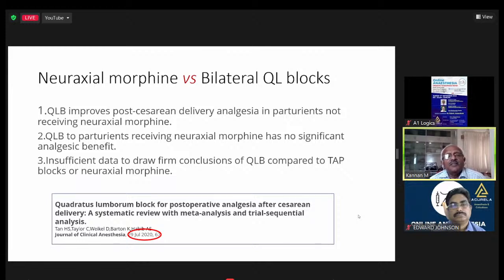Then comparing this, there is insufficient data to draw a conclusion whether, when we give the neuraxial block, the TAP block or QL block, which is the best if you don't give the neuraxial block. There is insufficient data to conclude which could be the best. In my personal experience, QL block is better than the TAP block for duration of action.